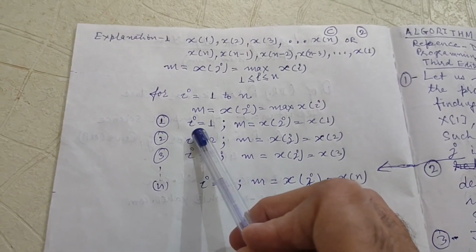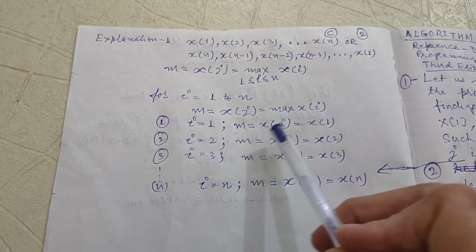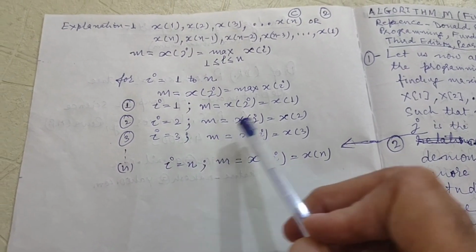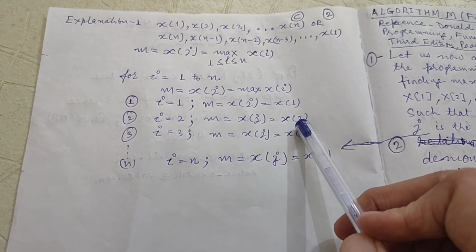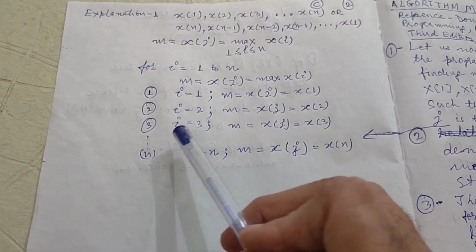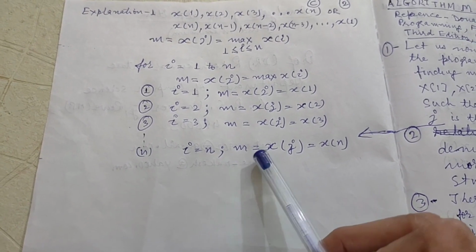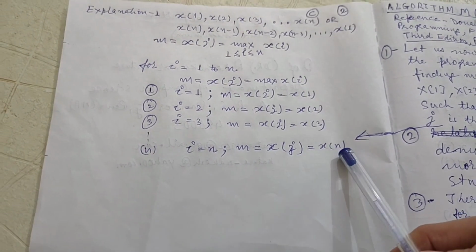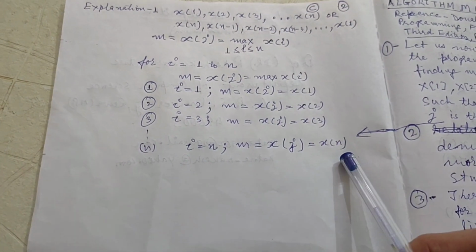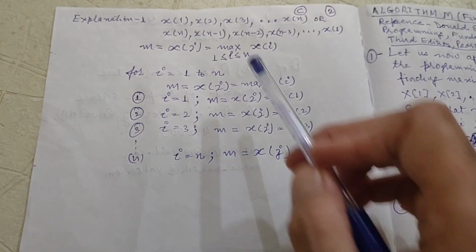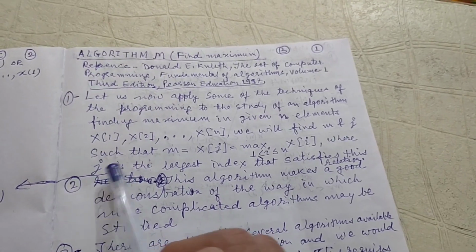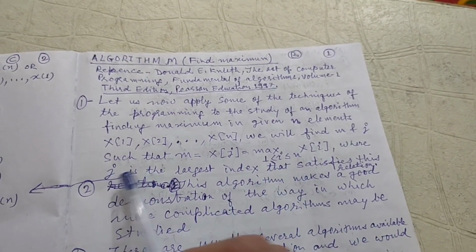Maximum of i is equal to 1: m is equal to xj is equal to x1. I is equal to 2: m is equal to xj is equal to x2. I is equal to 3: m is equal to xj is equal to x3. When i is n, then m is equal to xj is equal to xn. So xn is the maximum one. This is the explanation of this step. J is the largest index, so j is n here.